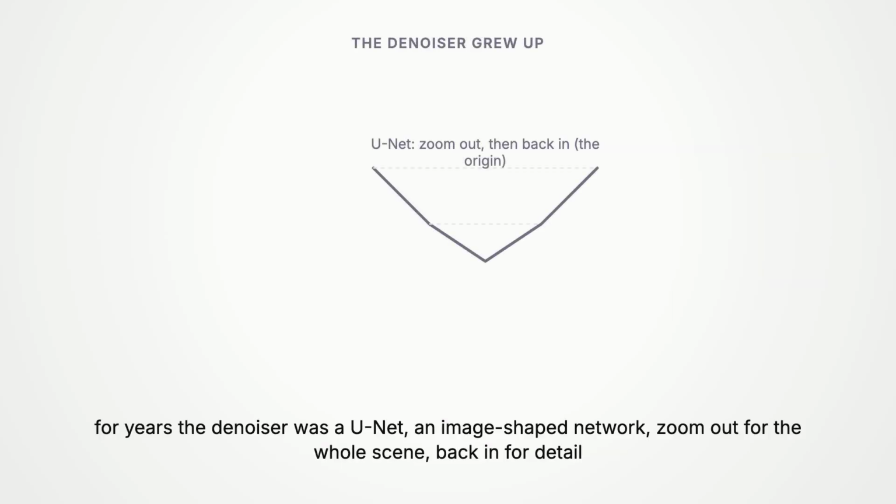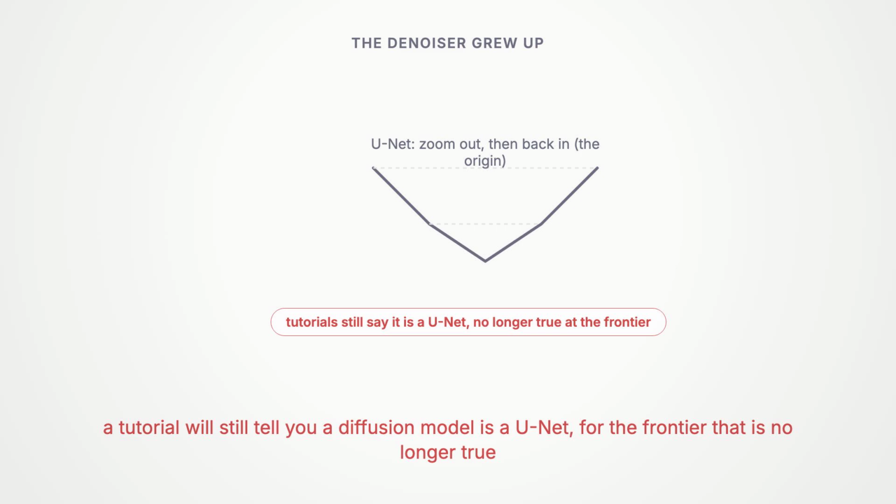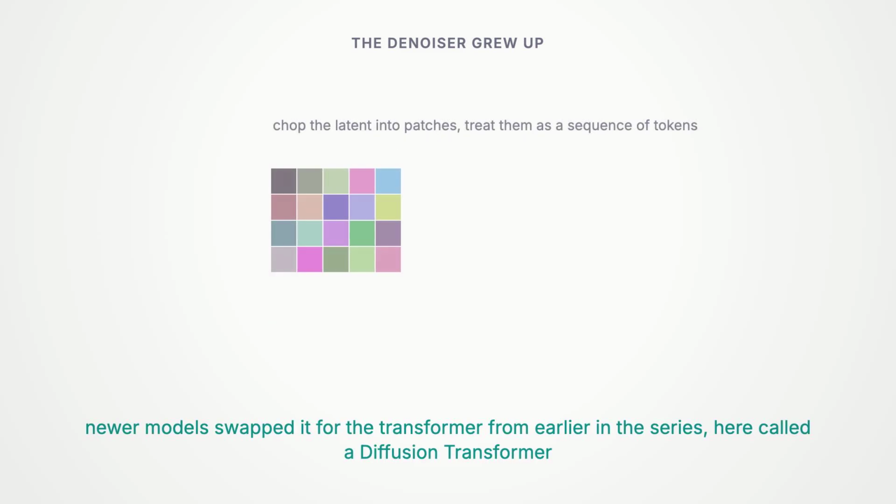And the thing doing that denoising in the small room is worth one quick look, because the textbooks are already out of date. For years, the denoiser was a particular shape of network called a UNet, built for images, good at zooming out to grasp the whole scene and back in to fix the details. If you read a tutorial, it will probably still tell you a diffusion model is a UNet. For the frontier, that is no longer true. The newer models swapped it for the same architecture that powers the language models from earlier in this series, the transformer, here called a diffusion transformer.